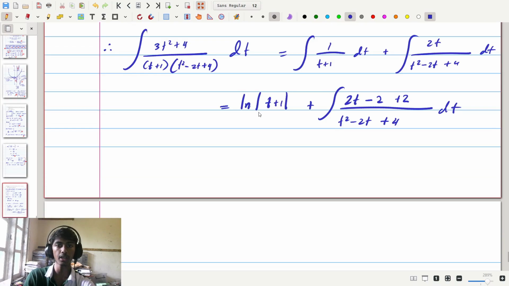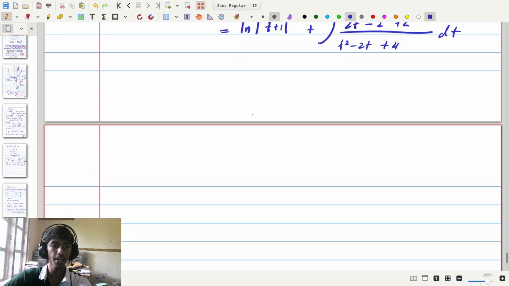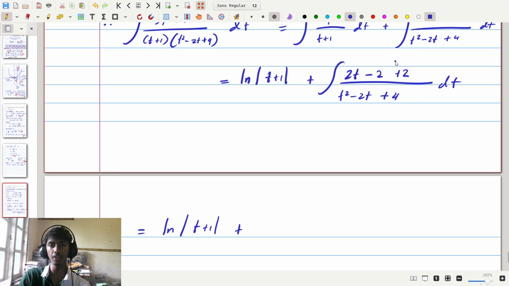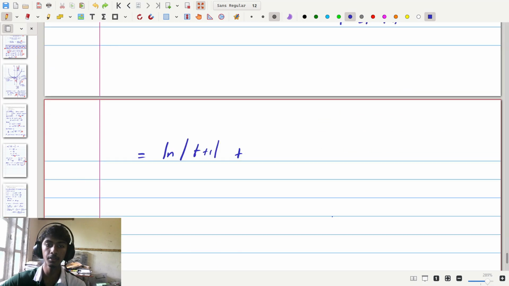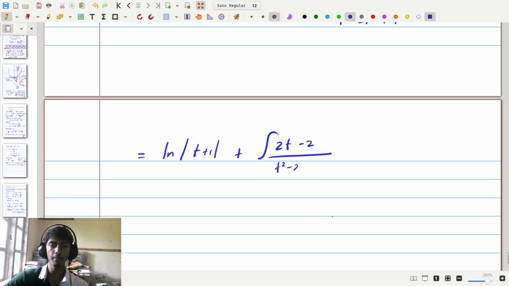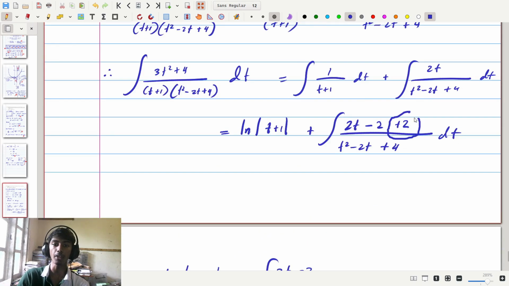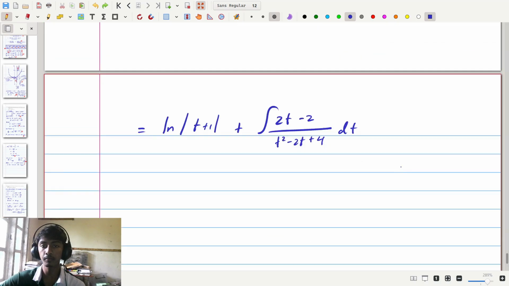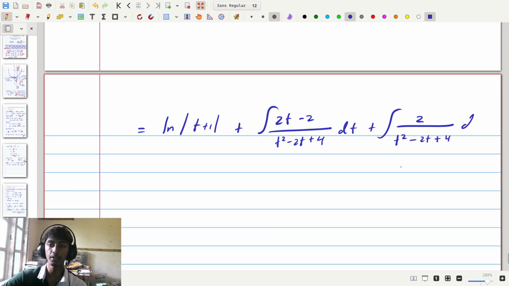So going down, if we write this again, we can write this as natural logarithm of modulus of t plus 1 plus, and then what I'm going to do is break this integral in two pieces at this point and write this as the integral of 2t minus 2 divided by t squared minus 2t plus 4 dt, and the other term as plus the integral of 2 divided by t squared minus 2t plus 4 dt.